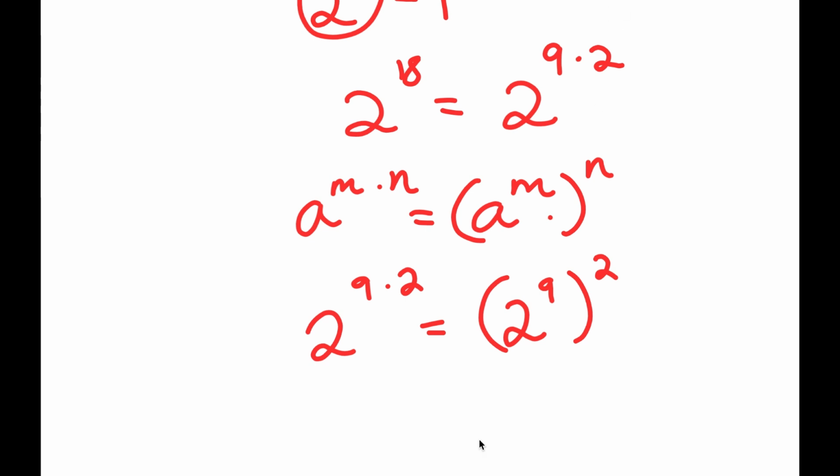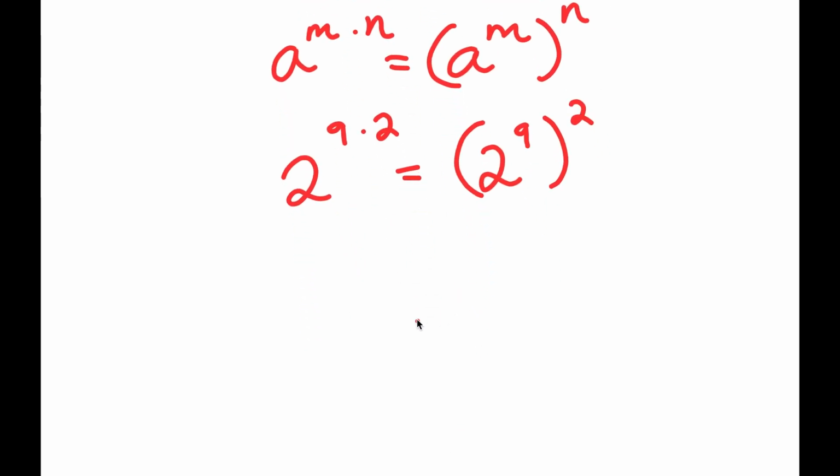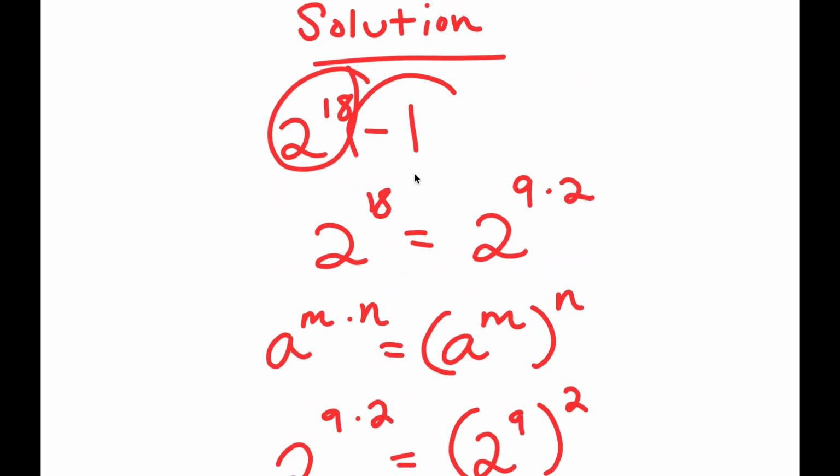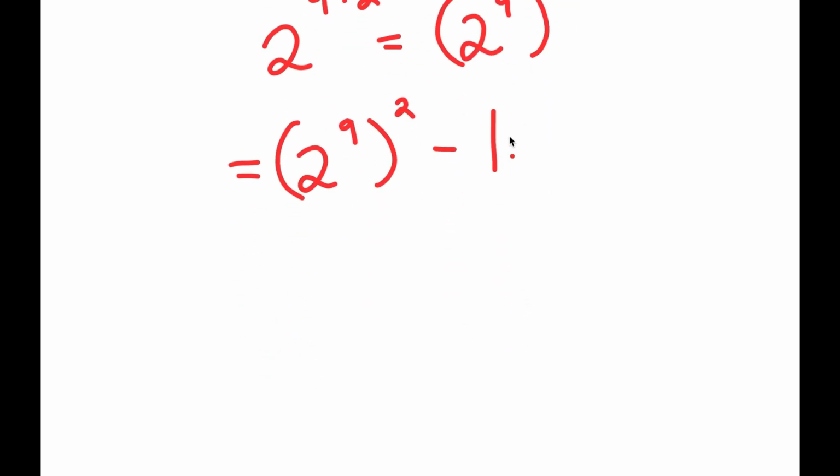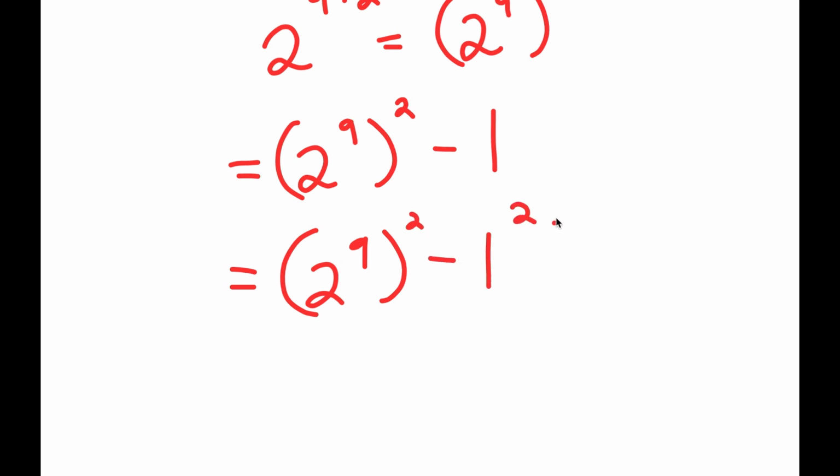So now from here, we can add back in the minus 1. So I get 2 to the power of 9 to the power of 2 minus 1. And now 1 is the same thing as 1 squared, right? So I have 2 to the power of 9 to the power of 2 minus 1 to the power of 2.